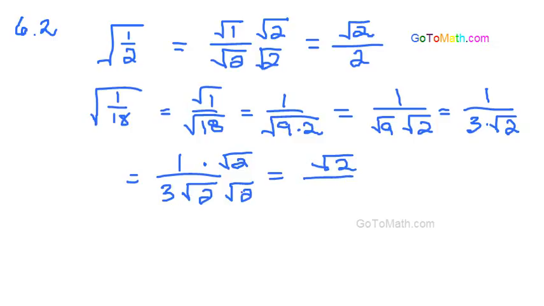over, and then square root of 2 times square root of 2 is 2. And therefore the square root of 2 over 6. And we're done. So you should have gotten that. Okay.